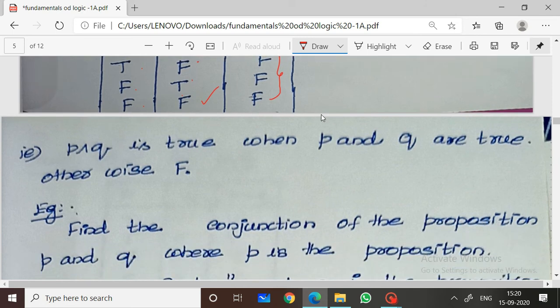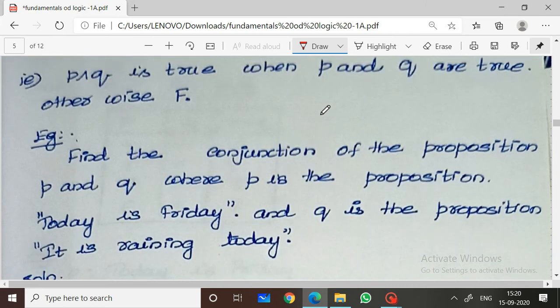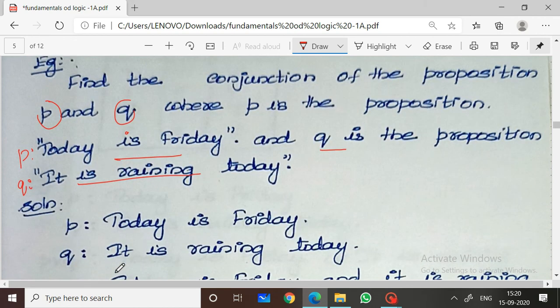Now let us do an example based on this statement. Find the conjunction of the propositions P and Q, where P is the proposition given as today is Friday, and Q is the proposition it is raining today. When you do a problem, you can write the given statements first. P statement: today is Friday. Q: it is raining today.